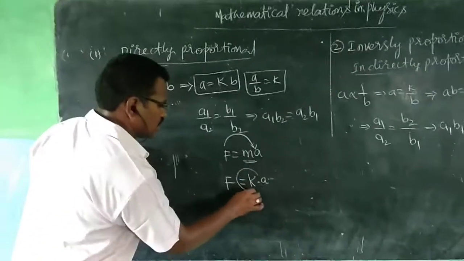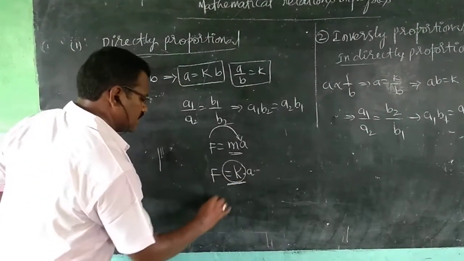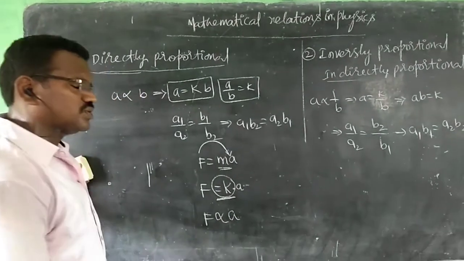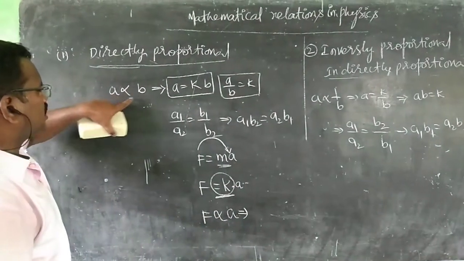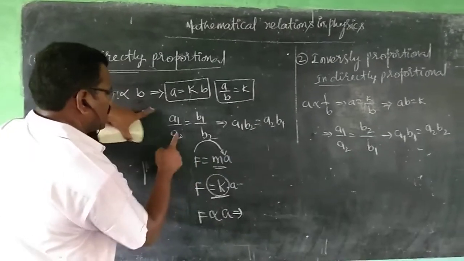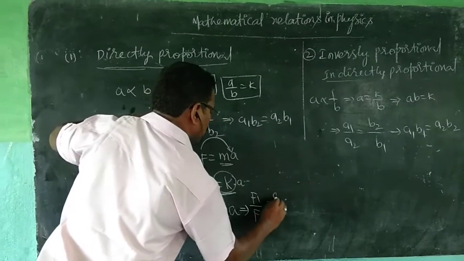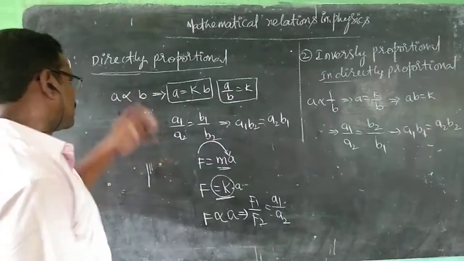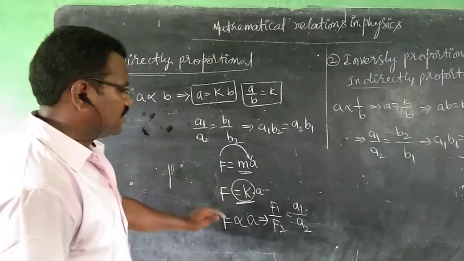Now see here, F is equal to K into A, and K is there. By eliminating this, we can write like this: F is directly proportional to A. Now, by applying the above principle, A is directly proportional to B, here F is directly proportional to A. What is the final result we got? F1 by F2 is equal to A1 by A2. This is the use of the mathematical application of A is directly proportional to B in physics.